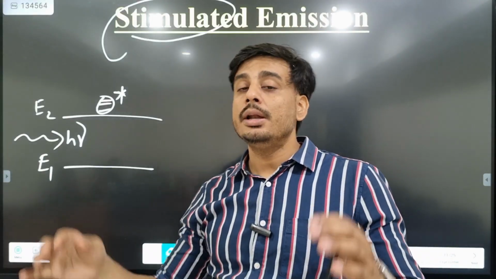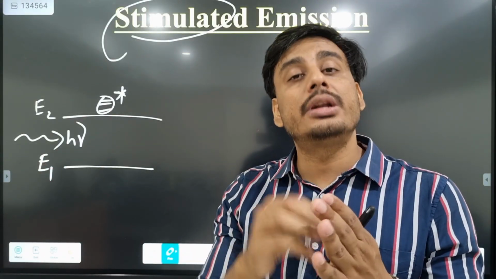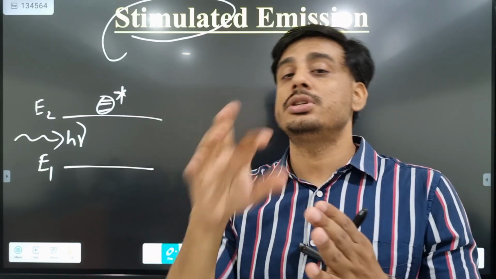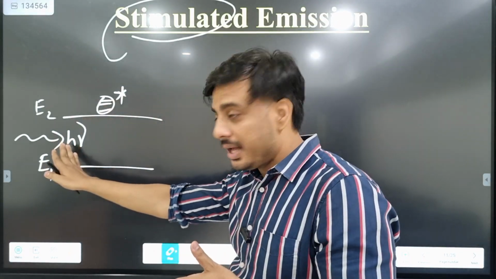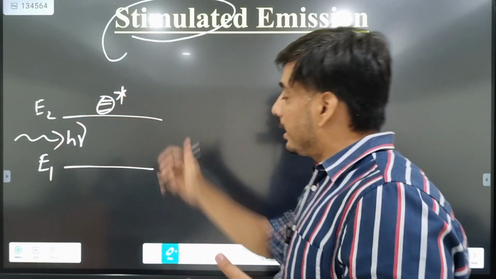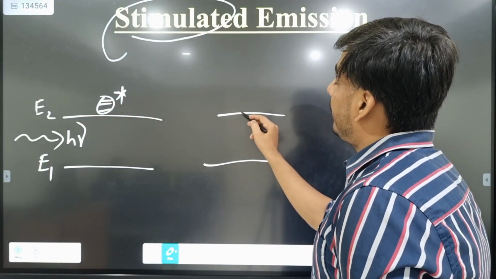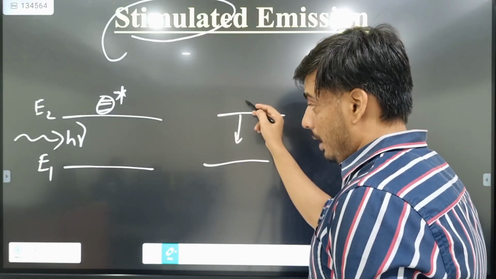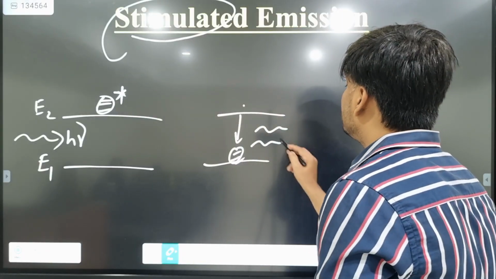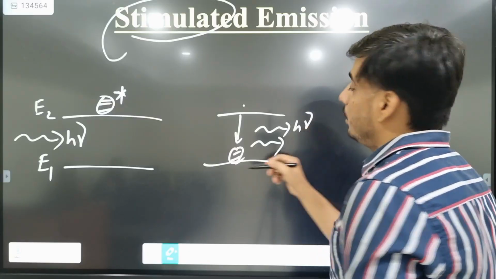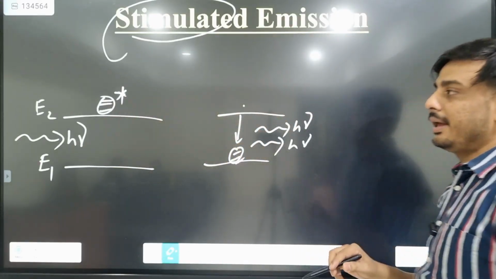Stimulated means when we stimulate from the outside, we are giving some energy to trigger the de-excitation process or energy emission process. So externally we are giving h nu amount of energy. When we give this energy, the particle will jump from the higher energy state to the lower energy state with the release of energy h nu. Again, external energy h nu is there.